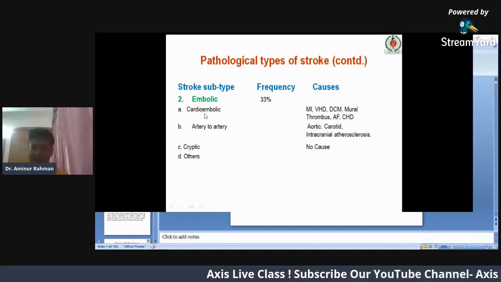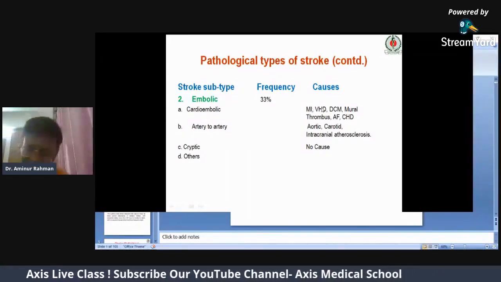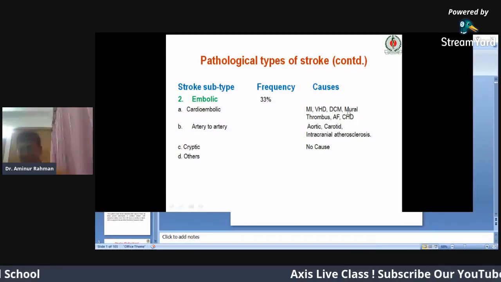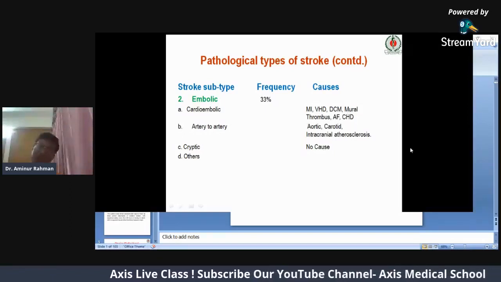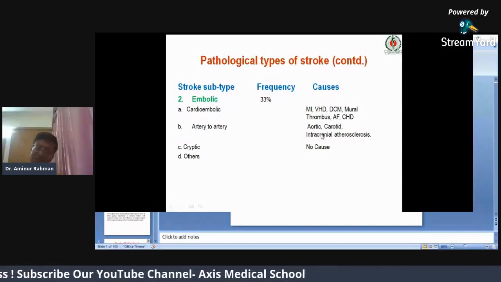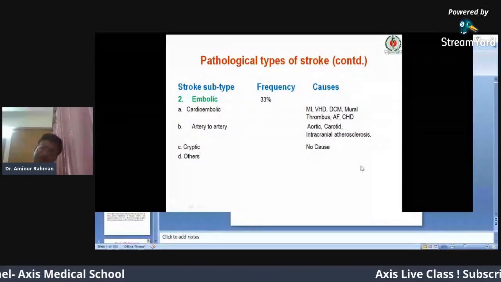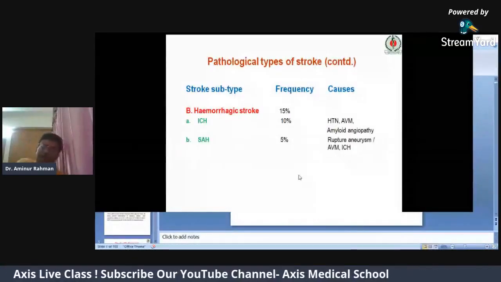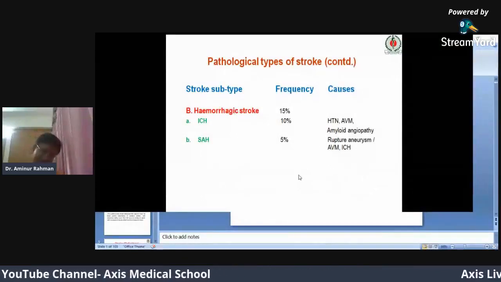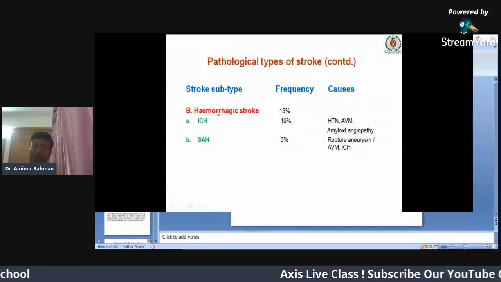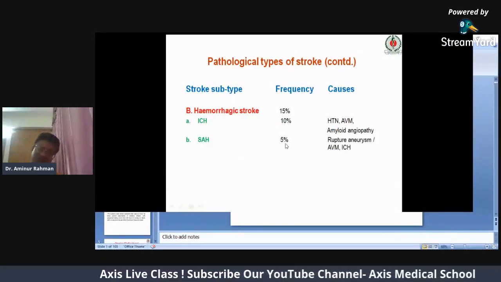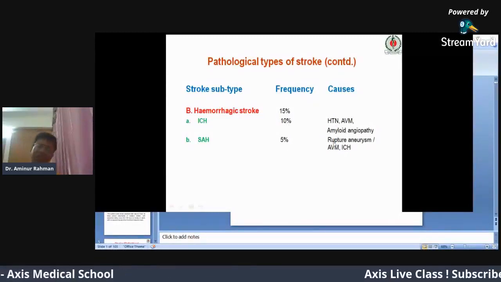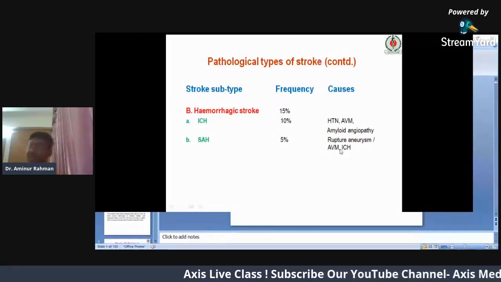Embolic stroke is around 33%, and its causes include microartery infarction, valvular heart disease, dilated cardiomyopathy, mural thrombosis, atrial fibrillation, coronary heart disease, and, for artery to artery, aortic, carotid, and intracranial atherosclerosis. Another cause is cryptogenic, where the cause is unknown, and others. Regarding hemorrhagic stroke, there are ICH and subarachnoid hemorrhage. ICH is around 10% and subarachnoid around 5%. ICH is due to hypertension, AVM, and amyloid angiopathy, and subarachnoid hemorrhage to ruptured aneurysm and AVM.